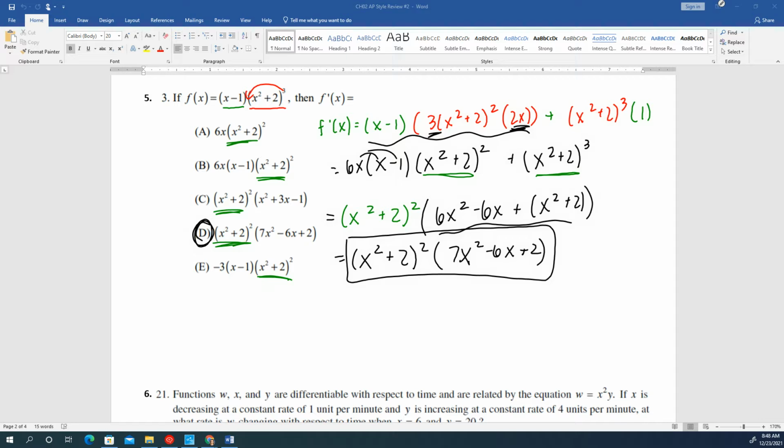Oh my gosh, the next one's a related rates one. Multiple choice version. How fun. These are all no calculator, by the way.